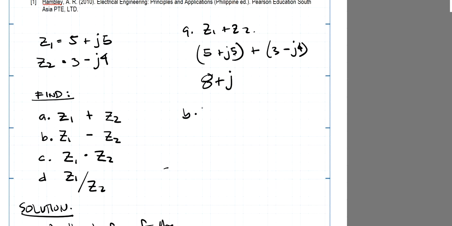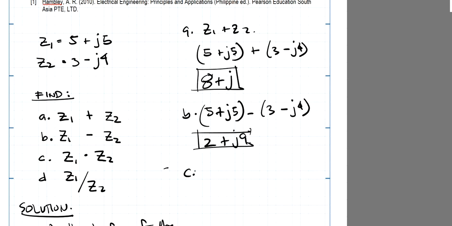Okay, next one is letter B. This is 5 plus j5 minus 3 minus j4. So we subtract the real numbers: 5 minus 3 is 2, and then 5 minus negative 4 will be j9.